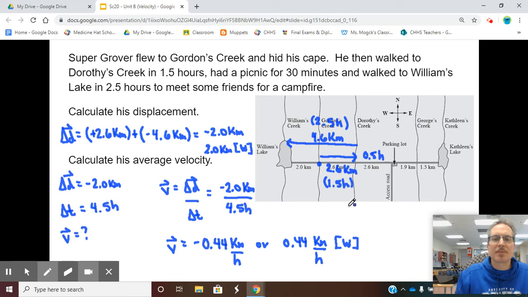west. If I was to assign marks, I would get 1 mark for calculating displacement, 1 mark for the formula to find velocity, another mark for the substitution with the correct time included, and your last mark is for getting the correct answer with a unit with a direction attached as well.